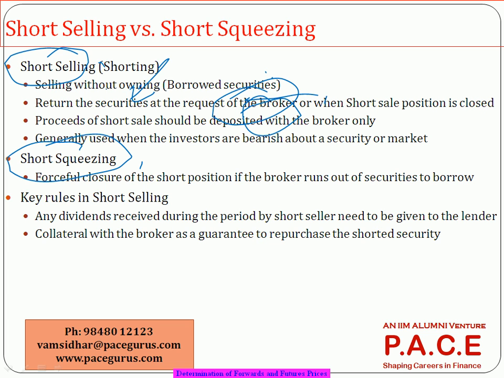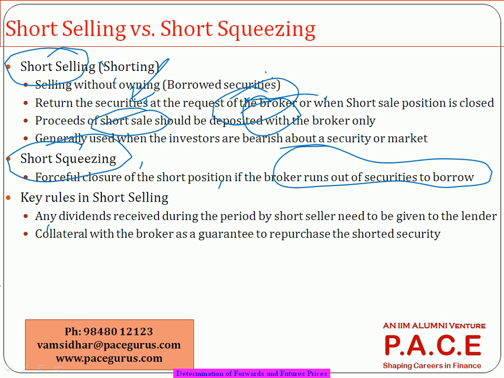And until that time, whatever proceeds we have got through the short sale, that entire amount would be deposited with the broker itself as a kind of backup, as a kind of collateral. But in some cases, what happens if the broker is running out of the securities?